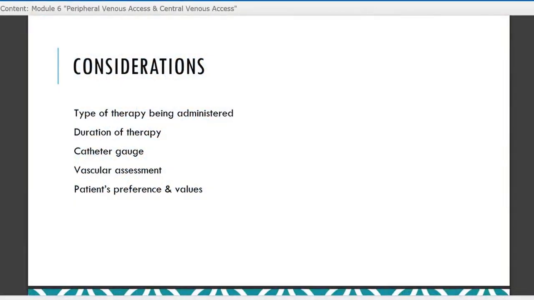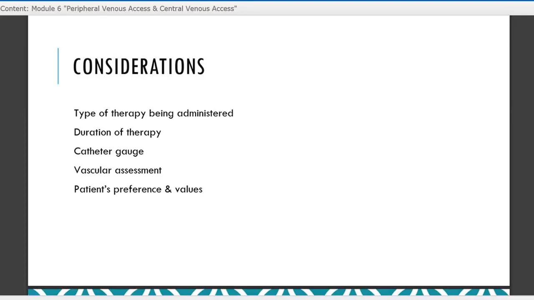So when we talk about peripheral venous access devices in particular, we need to think again about what type of therapy is being administered, how long we plan to administer the therapy, what size of catheter we need, of course the vascular assessment. Is this a person that's very dehydrated and very feeble, therefore their veins may be very small, or is it a very large person with what appears to be good venous access? And then we also need to think about their preferences and values. Of course, this is just part of patient-centered care as we know it.